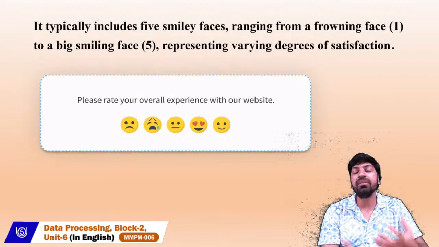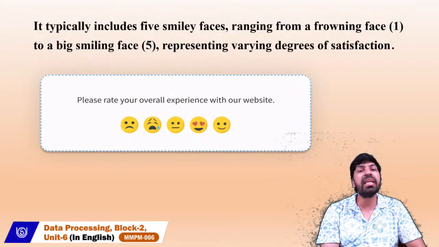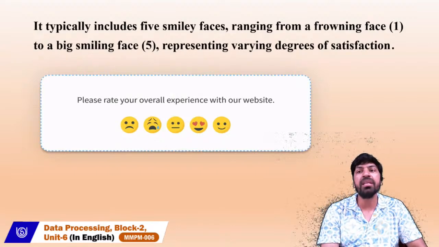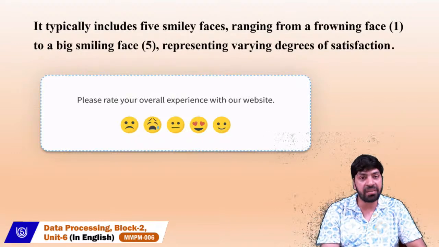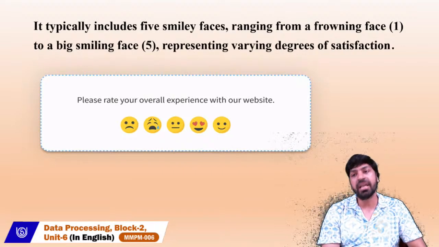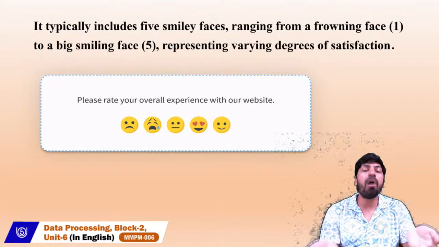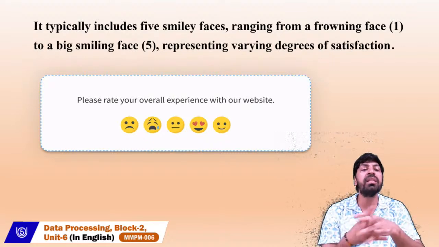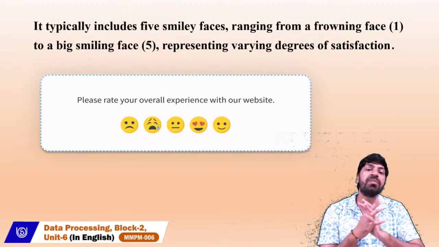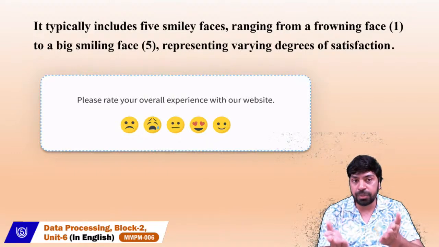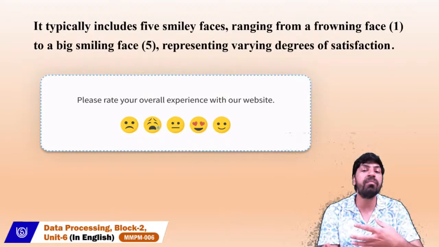This is another version of the coding of data. It typically includes 5 smiley faces. A frowning face is 1, and the big smiling face is 5. It represents the varying degrees of satisfaction. So this is also a pictorial form of representing the options on various questions. Please rate your overall experience with our website. These are the options, and we code all of them in a pictorial manner.